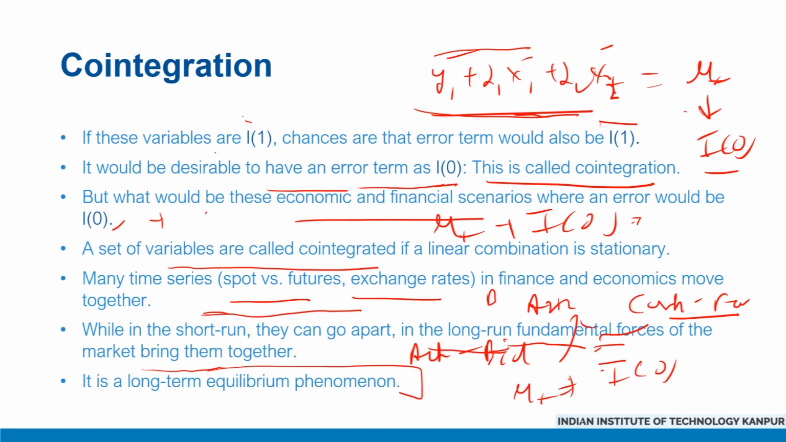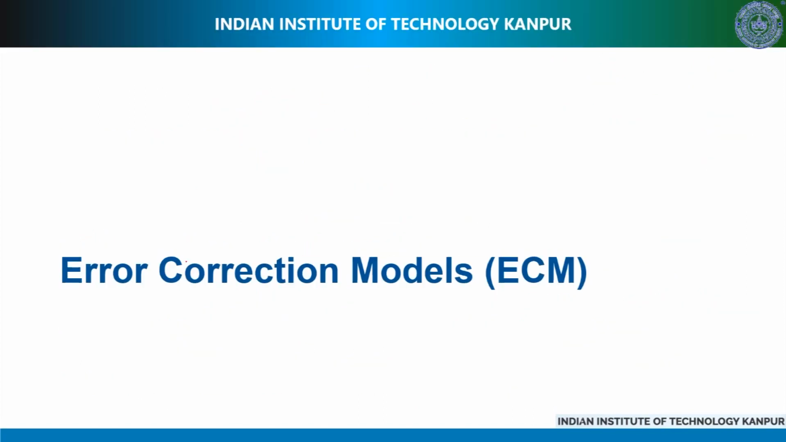We said that if, because of some fundamental structural relationship, a set of time series variables, irrespective of the fact that their order of integration is more than 0, it can be 1, 2, 3, but their linear combination results in an error term which has order of integration I0, which is stationary, then these variables are called cointegrated variables, and this cointegration results from some kind of fundamental economic and finance relationship. In this video, we'll introduce the error correction models, also referred to as equilibrium correction models.